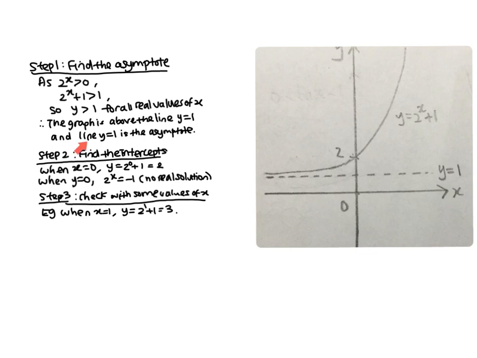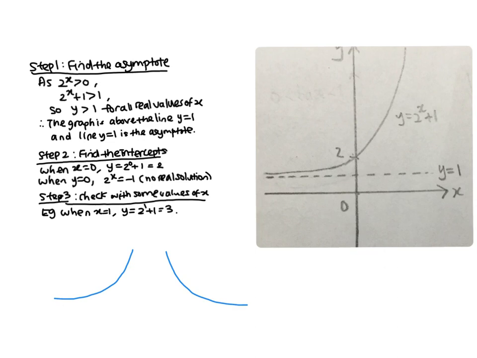When we sketch the graph, the asymptote, which is the line y equals 1, does not lie on the axis. So we need to indicate the asymptote with a dotted line and label it with the equation y equals 1. Next, label the y-intercept of 2.